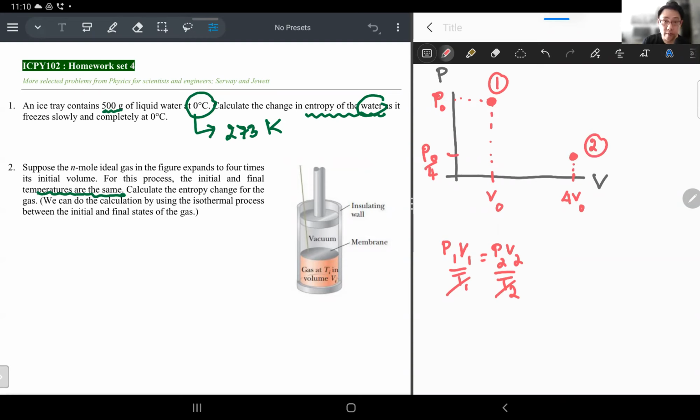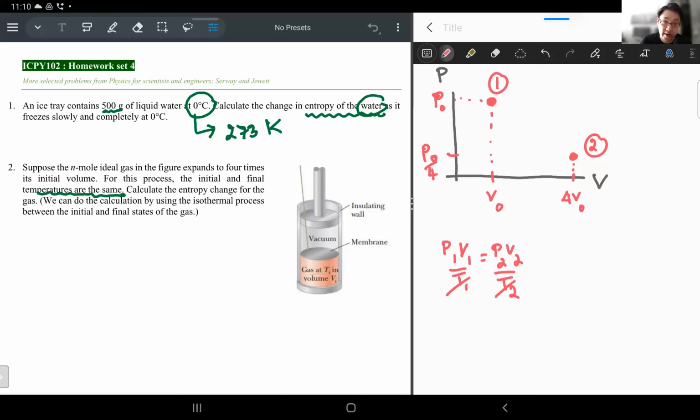Okay, cool. But then we said entropy is path independent. So actually, I don't care how you bring the system from 1 to 2. You can bring it in any process, any direction, any path you want. The entropy change stays the same amount.